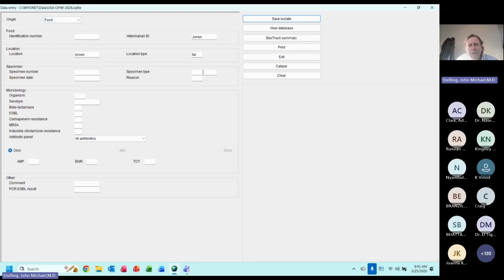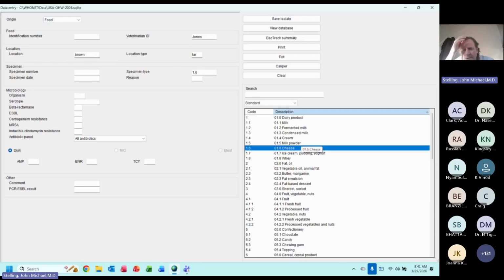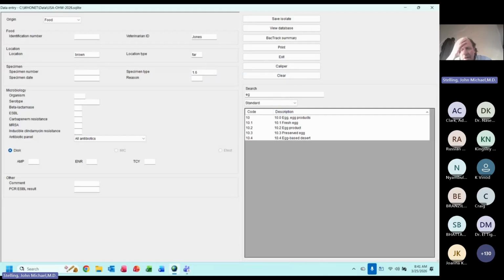Under food, we do provide, here on the right, a list of Codex. Codex is an international standard for many things related to food production and food safety. One of the things they make is a list. For example, if I see here eggs, there are different kinds of egg. There's 10.0 eggs, then 10.1 fresh egg product, preserved egg or egg-based dessert. Adam, that's misspelled. It should be dessert with two S's. Funny, I would just choose that one.